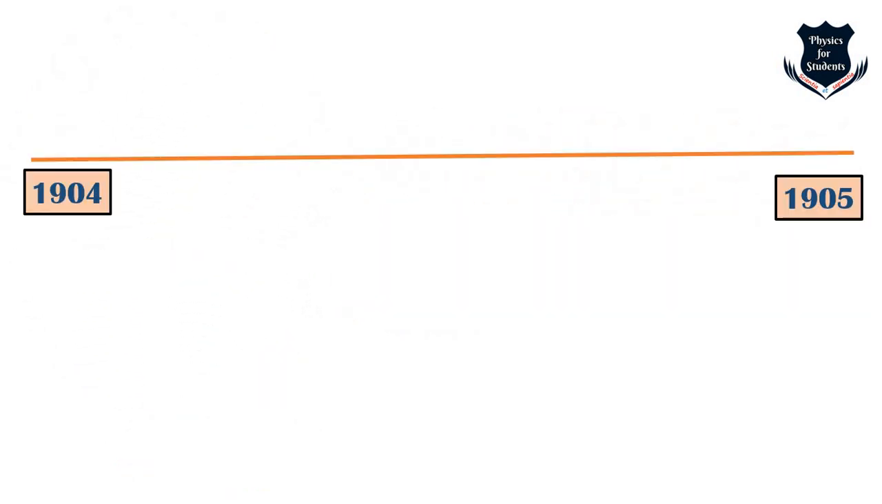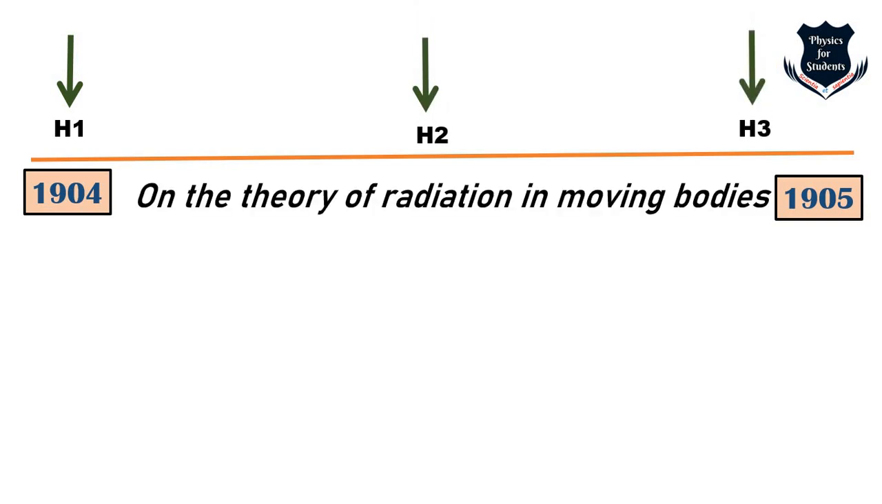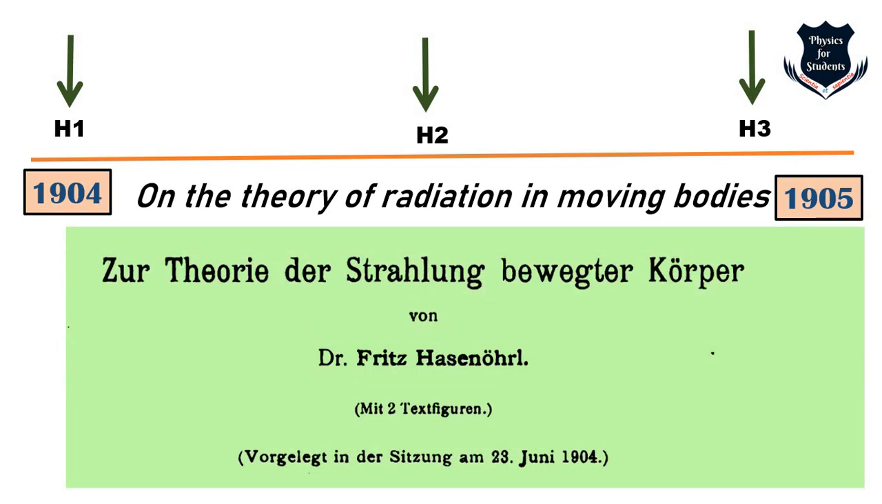Between 1904 and 1905, he published 3 papers primarily known as H1, H2 and H3, entitled On the Theory of Radiation in Moving Bodies. This is the original German title and a copy from Hasenöhrl's paper. It was related to the mass equivalent of black body radiation in a moving cavity. The latter 2 papers won him this prize.